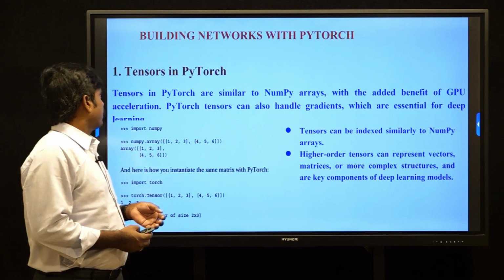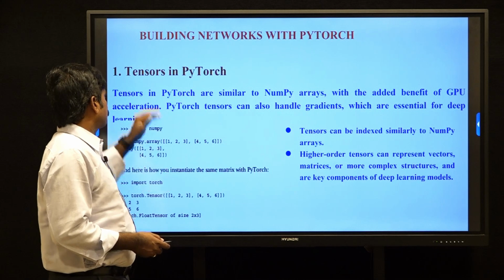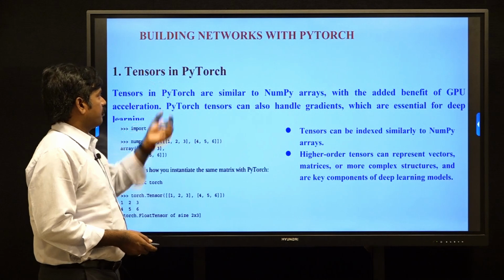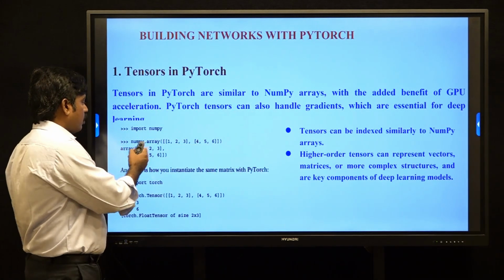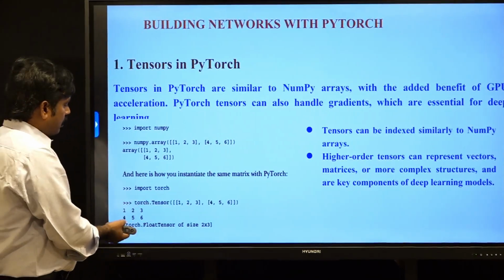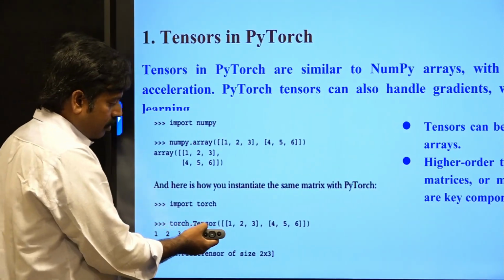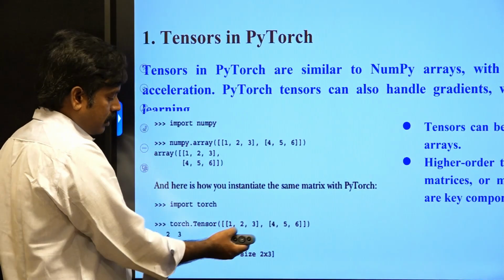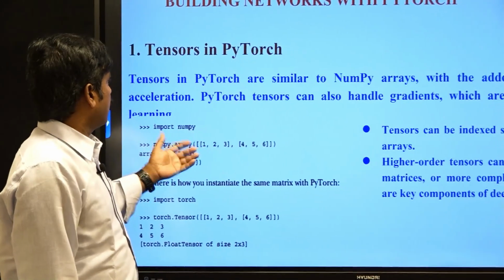The first feature is that it supports tensors, like TensorFlow. Tensors in PyTorch are similar to NumPy arrays. NumPy arrays are defined with np.array and a list of elements. In the same way, we define PyTorch tensors by importing torch and using torch.tensor and giving the elements. Here is a 2 by 3 matrix, with 2 rows and 3 elements, displayed here: 1, 2, 3, 4, 5, 6.